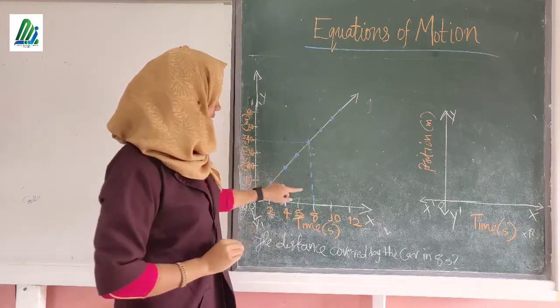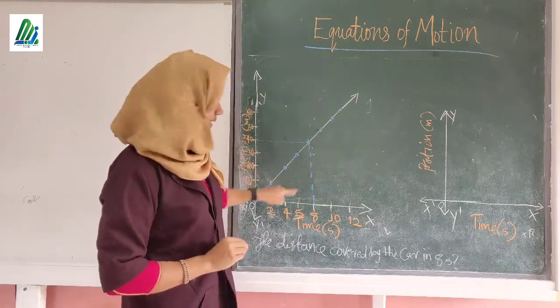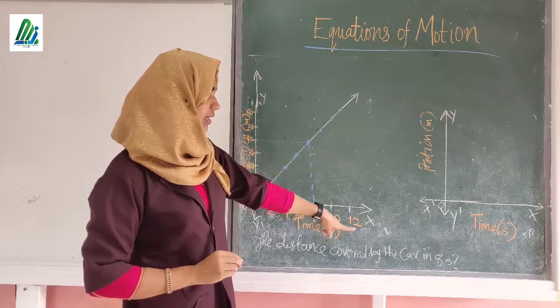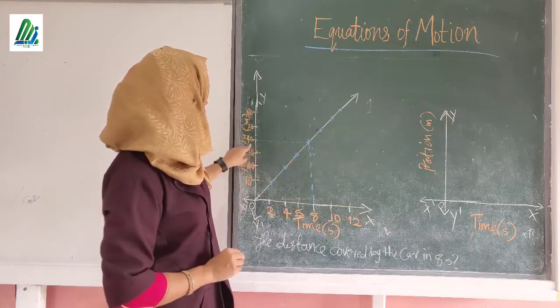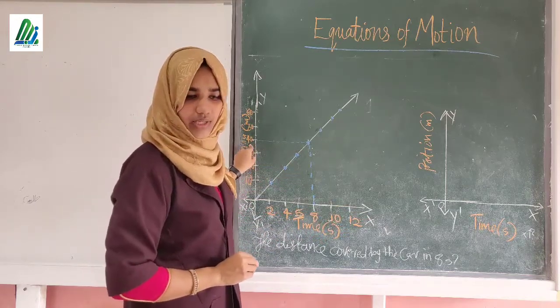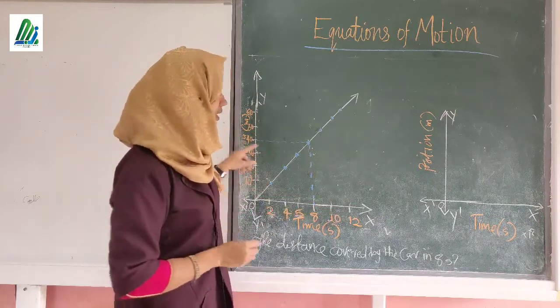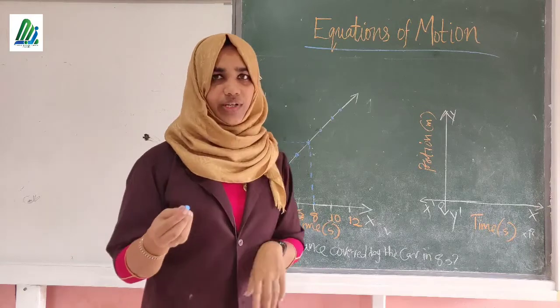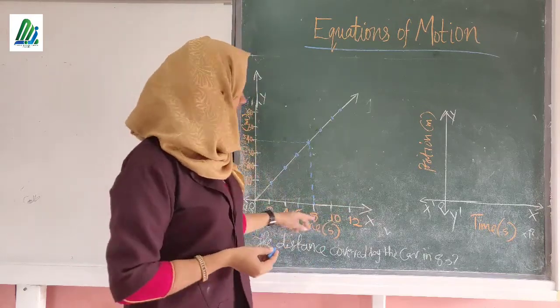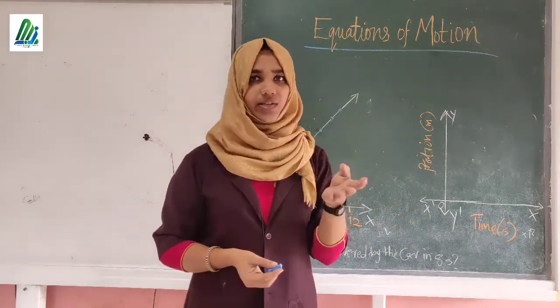So we can easily understand that the distance covered by the car in 8 seconds is 40 meter. Okay, I think all of you got it. How can we see the distance covered by the car in 8 seconds?